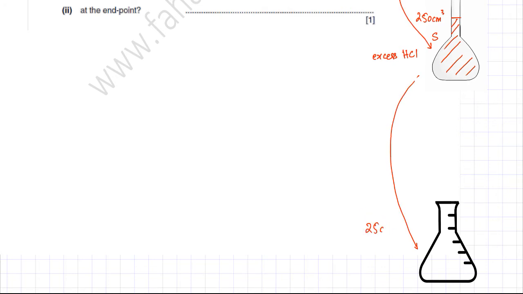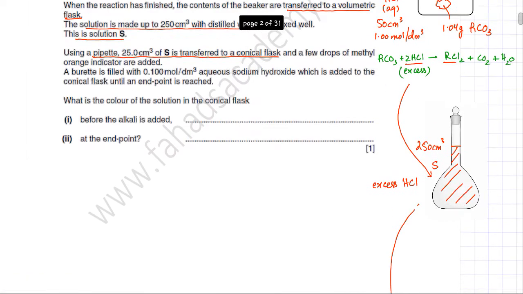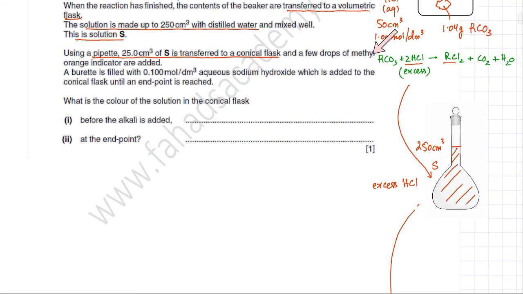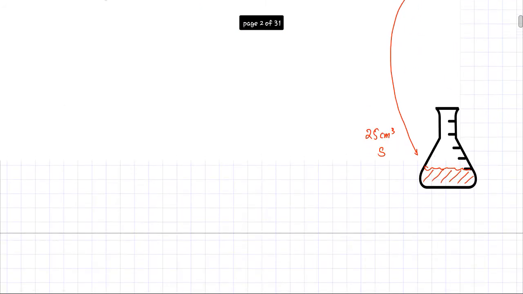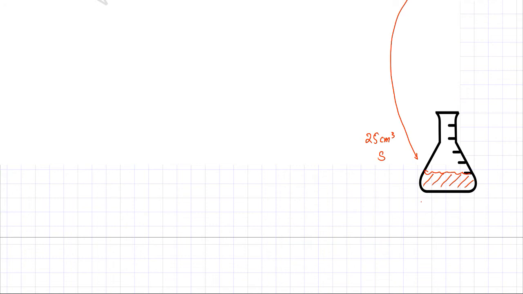Only 25 cm3. Remember, the original solution S has a volume of 250 cm3. So I have transferred 25 cm3 of S into this conical flask, and another part of the statement was that a few drops of methyl orange indicator are added. So we are adding a few drops of methyl orange as well, just a few drops. So that's also being added.